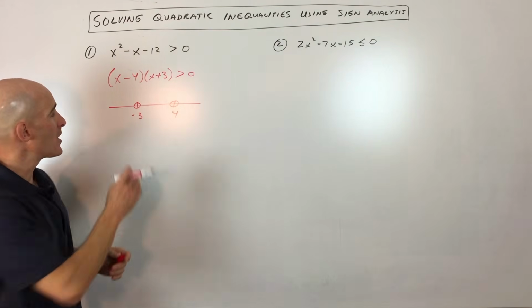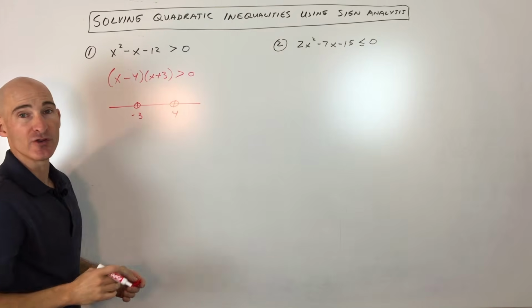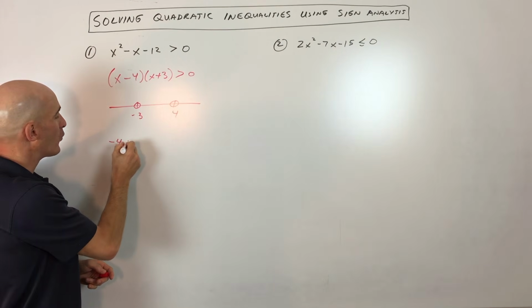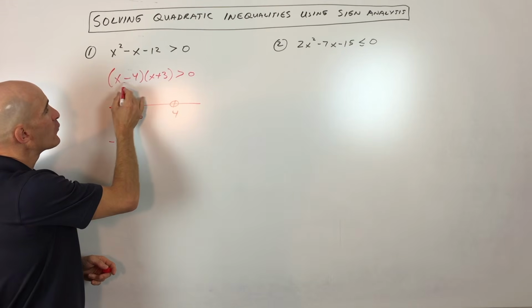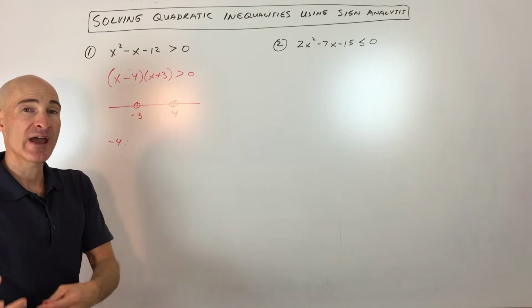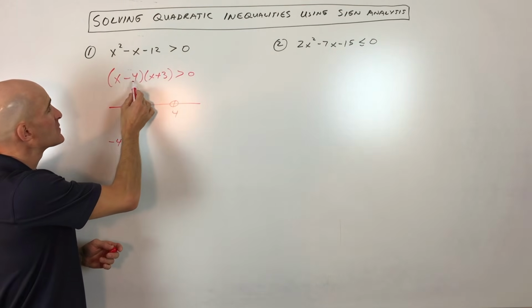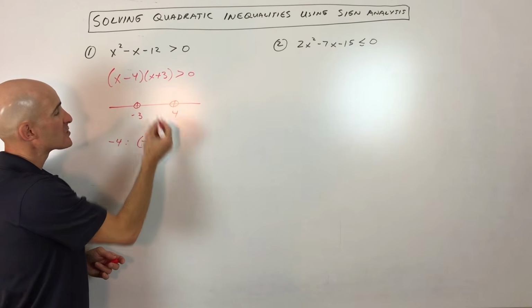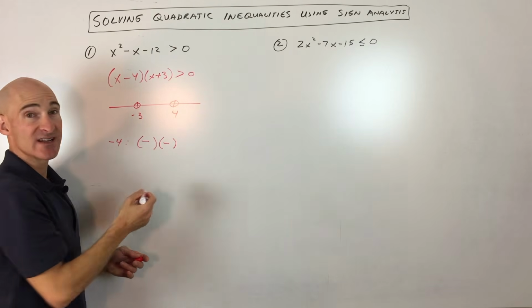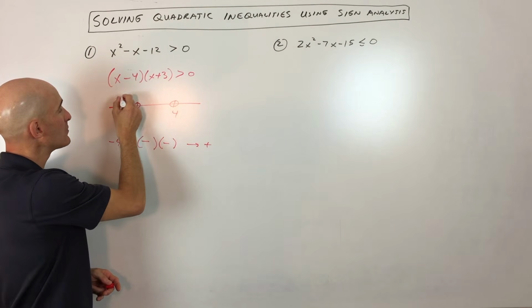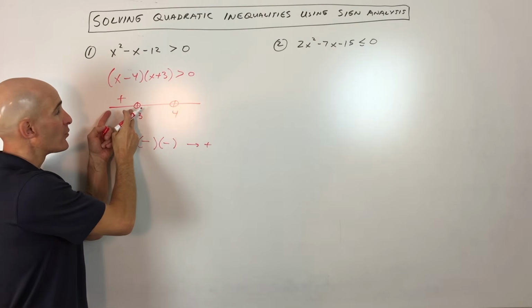So then what you want to do is pick a point in each one of these three intervals. I'm going to pick a point that's less than negative 3, say, for example, negative 4. If I put negative 4 into each of these groups, the main thing I'm concerned with is not the number, but actually the sign. So negative 4 minus 4 is negative 8, but what we're interested in is that it's negative. And negative 4 plus 3 is negative 1, but again we're interested in that it's negative, and a negative times a negative is going to give us a positive. So I'm just going to put a plus sign right there in this interval here.